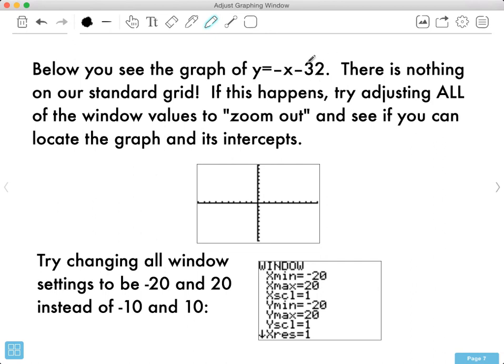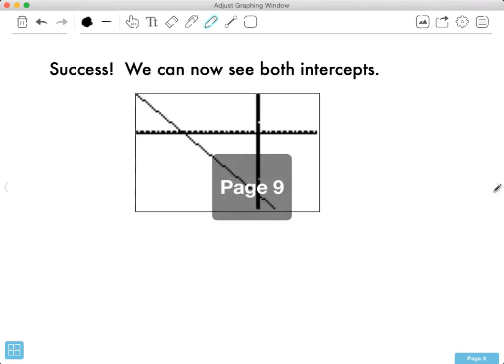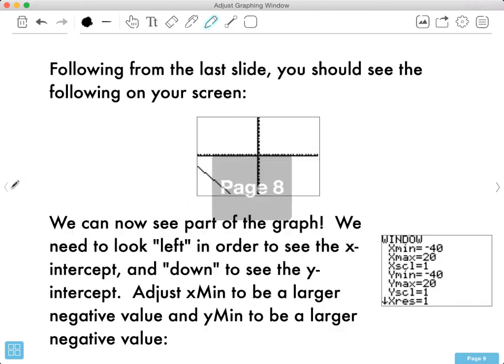I look at that 32, that's not too big, so I don't want to jump out too large. So what I did is I changed my x min, my x max, my y min, and my y max all from -10 and 10 to -20 and 20. Let's see what we see. After that adjustment to the -20 and 20, I do see some of my graph. I see a bit of the line right there, but I still can't see my x or my y intercept.